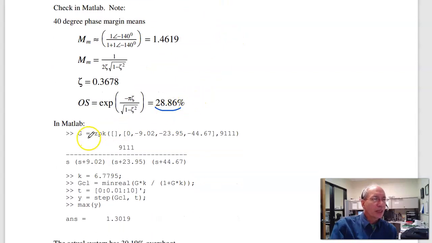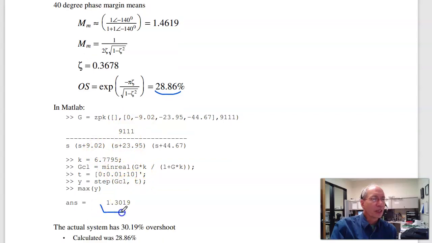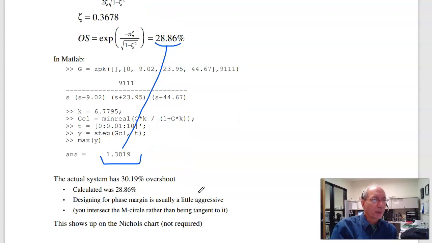If I check that in MATLAB, here's my G of s, here's K, form the closed loop system, find the step response and the overshoot. It should be 28%. It's actually 30%. It's a little bit high. The reason it's high is because when you design for phase margin, I actually intersect the M circle rather than being tangent to it. And since I intersect it, the resonance is too high and the overshoot's too high.